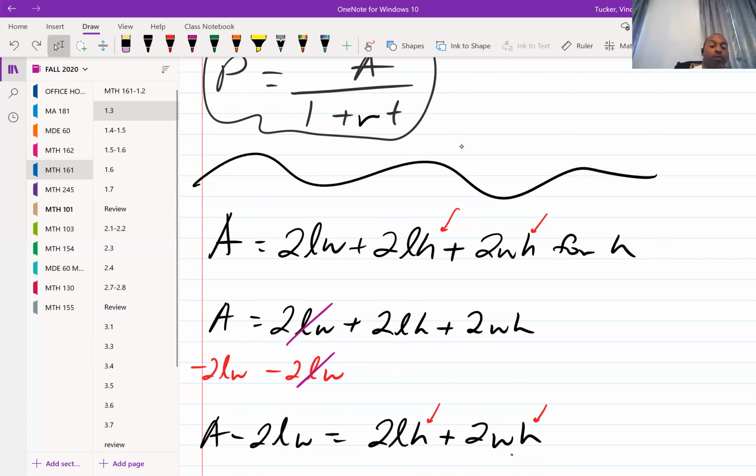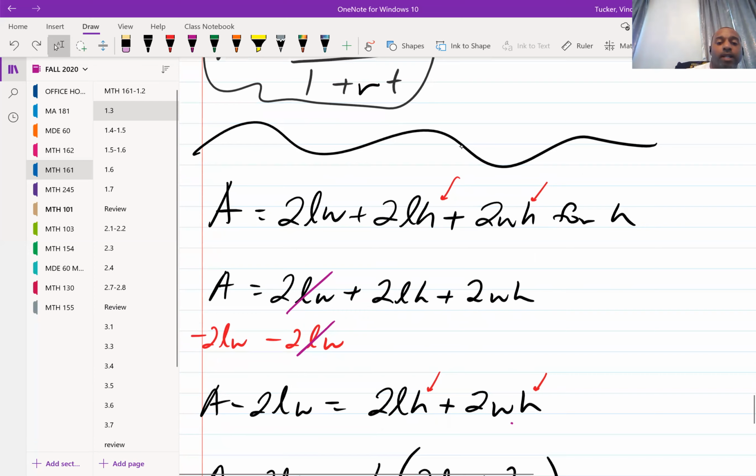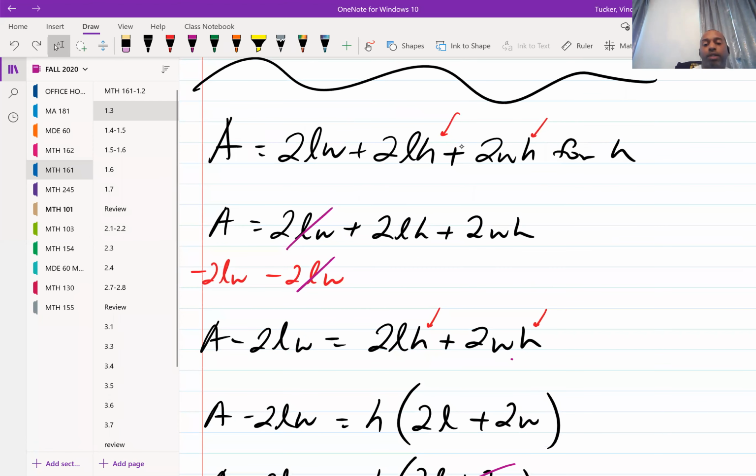So now that we have this situation, we can factor out H just like we factored out P in the last one. That's what we did here. I pull H out of each one of those terms. So H out of that 2LH leaves you with 2L. H out of the 2WH leaves you with just the 2W.